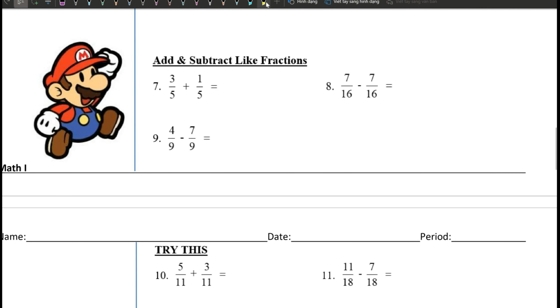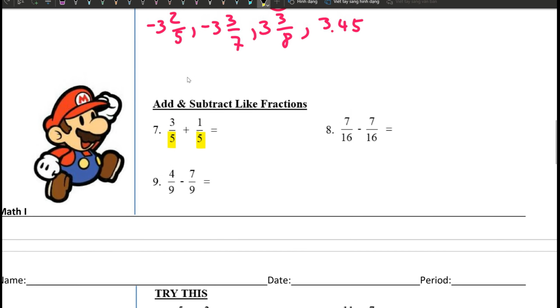Add and subtract fractions with like denominators. So what we're going to do is add the numerators. Before we get too far into the problem, I want to remind you what a fraction means. 3/5 means that if you have a pizza, you're going to cut it into 5 slices.